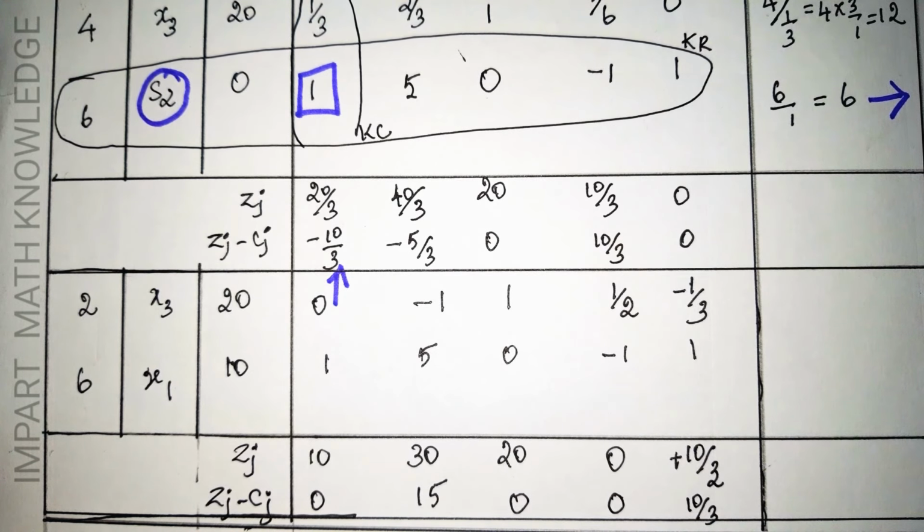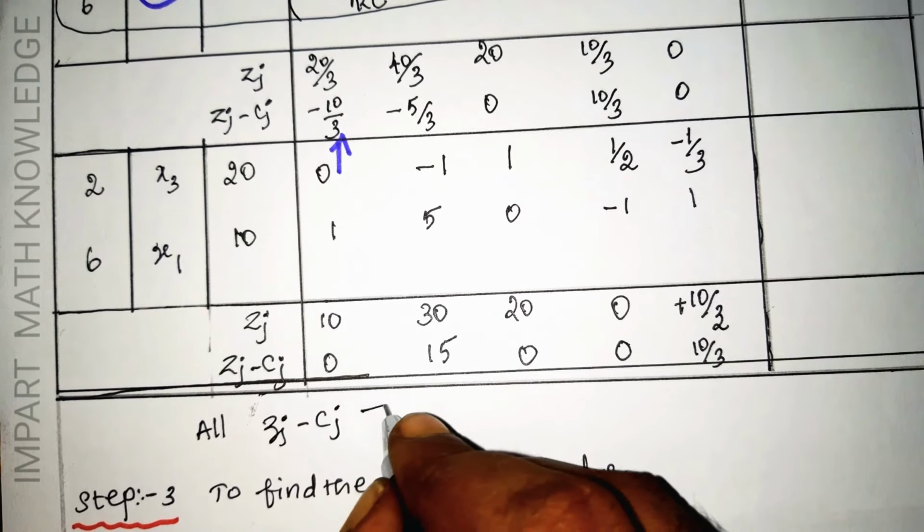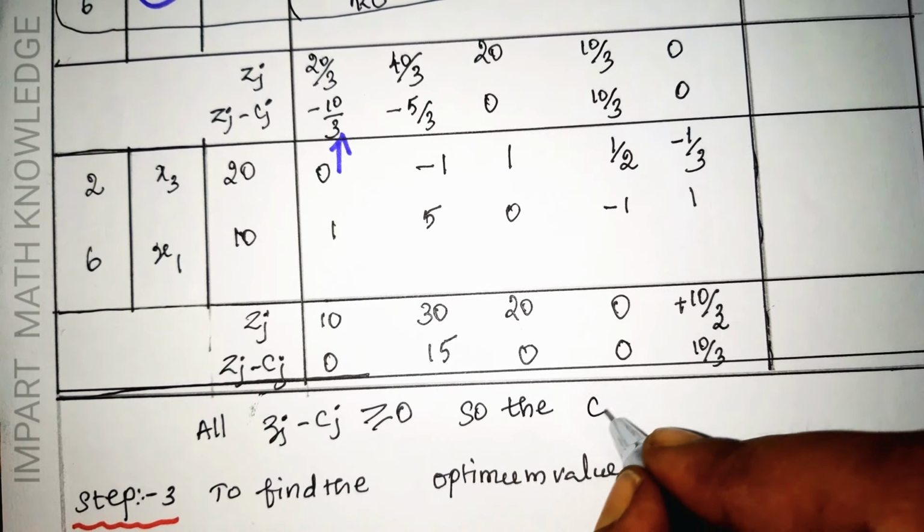Here all Zj minus Cj values are greater than or equal to 0. So the current solution is optimal. All Zj minus Cj greater than or equal to 0. So the current solution is optimal.